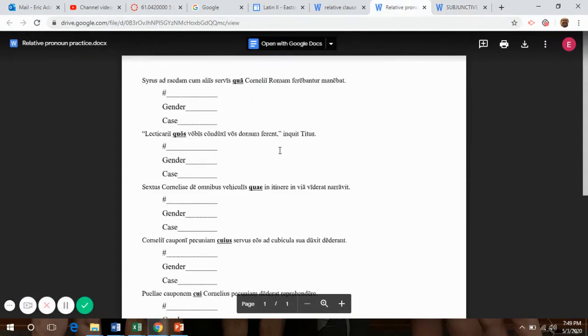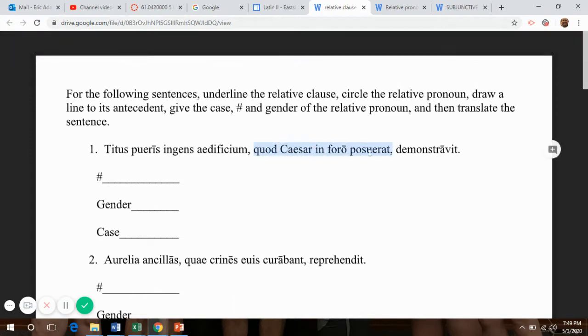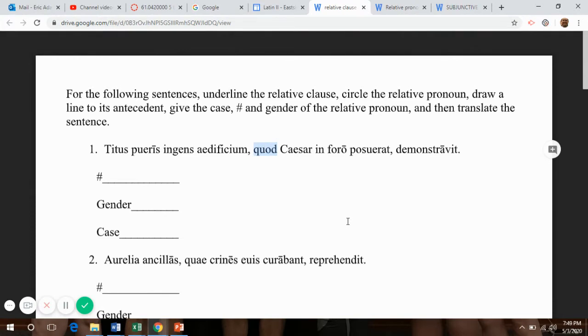Just to refresh, remember that a relative clause is a subordinate clause that, for all intents and purposes, acts like an adjective or a descriptor of what is known as the antecedent. First and foremost, it is introduced by a relative pronoun. We should know all of them: qui, quae, quod, cui, quem, quam, quorum, and so forth. There are 30 of them for all the case, number, and gender possibilities.